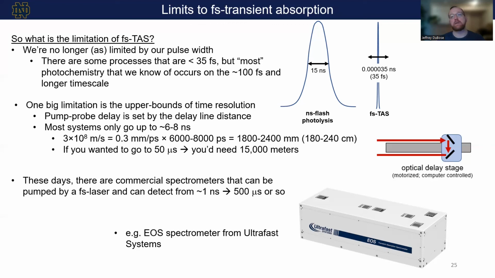But most of the time, if you see someone showing the transient absorption kinetics on many, many orders of magnitude timescale, that's typically two different spectrometers or two different entire setups where you have to basically stitch the data together to get an idea for what's happening. And again, that's just because of these limitations that we've talked about with these different systems.